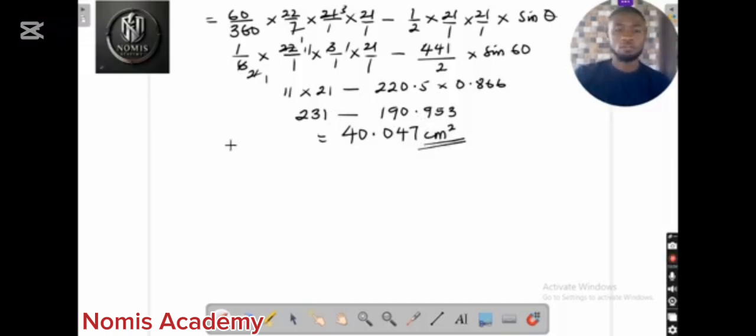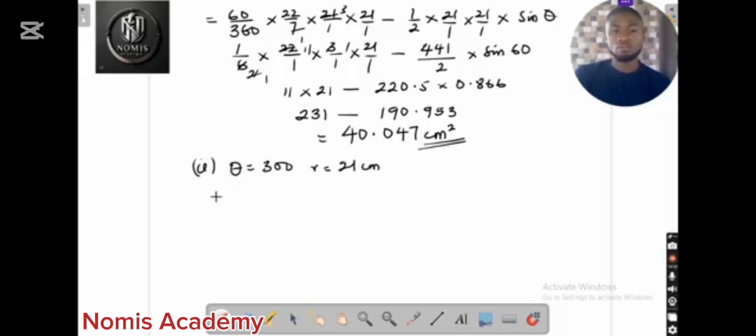So can we calculate for the major segment too? Roman figure 2. For the major segment, now our theta should be what? 300. That is correct. So theta should be 300, so that our r still remains as 21 centimeters.